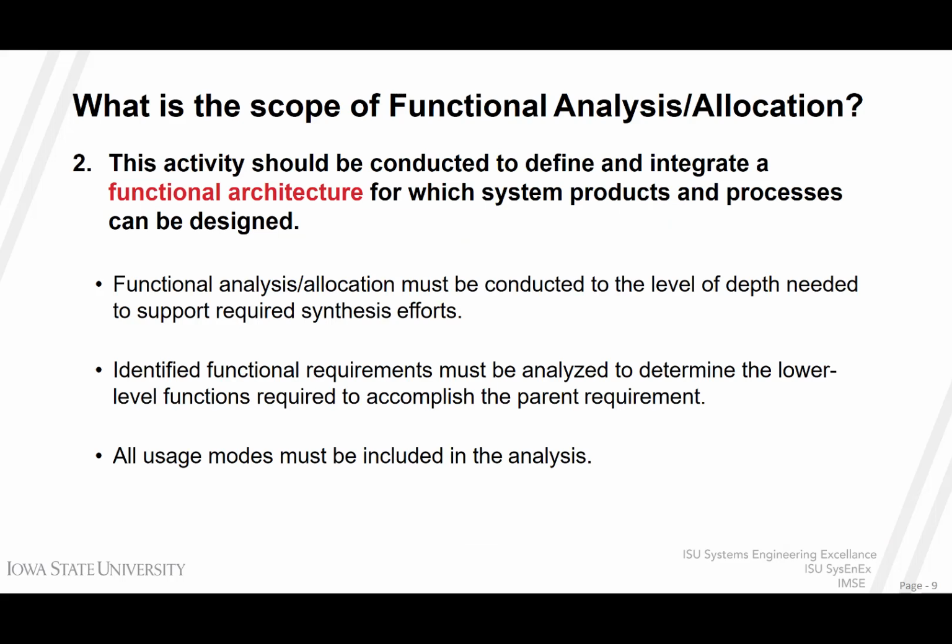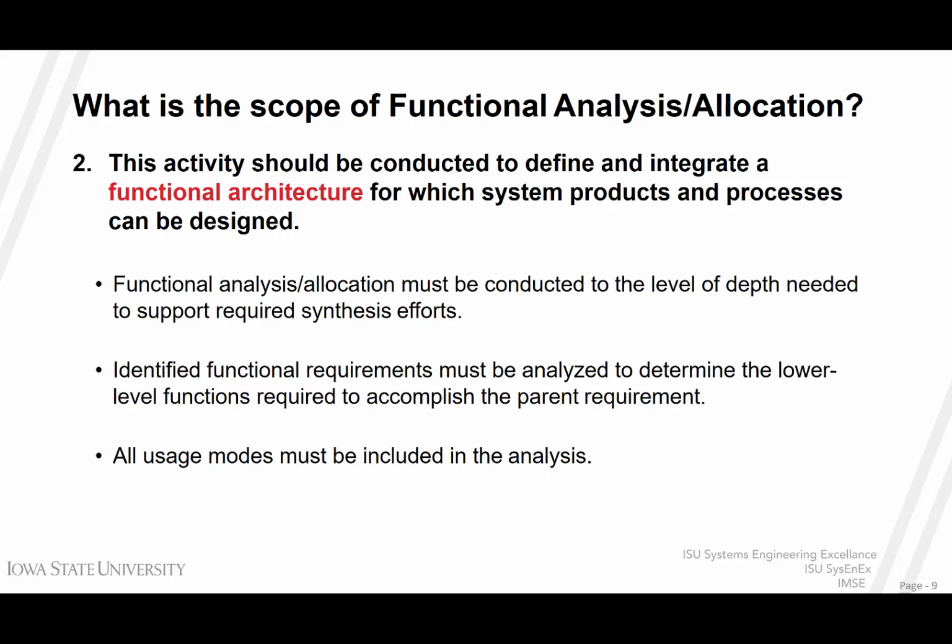So next, what is the scope of functional analysis and allocation? This activity should be conducted to define and integrate a functional architecture for which system products and processes can be designed. A functional architecture is an architectural model that identifies system functions and their interactions. It defines how the functions will operate together to perform the system missions. Functional analysis and allocation must be conducted to the level of depth needed in order to support the required synthesis efforts.